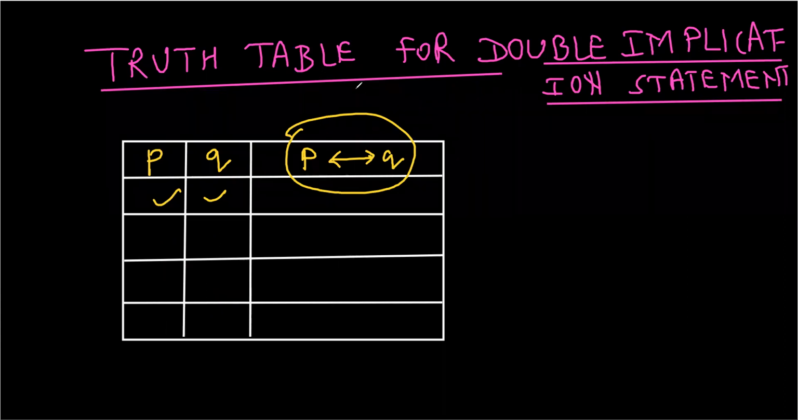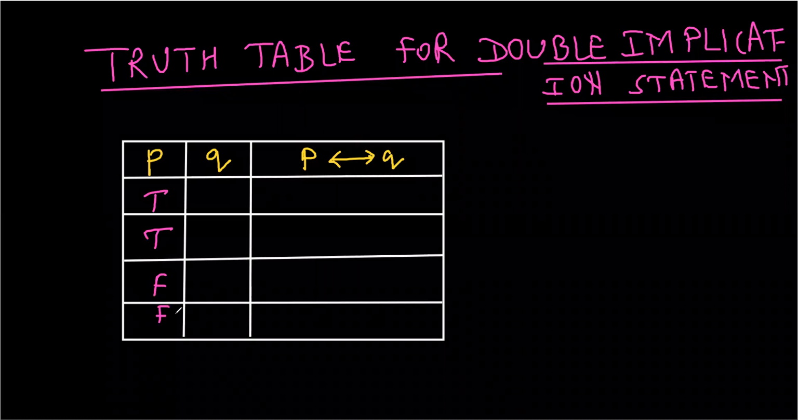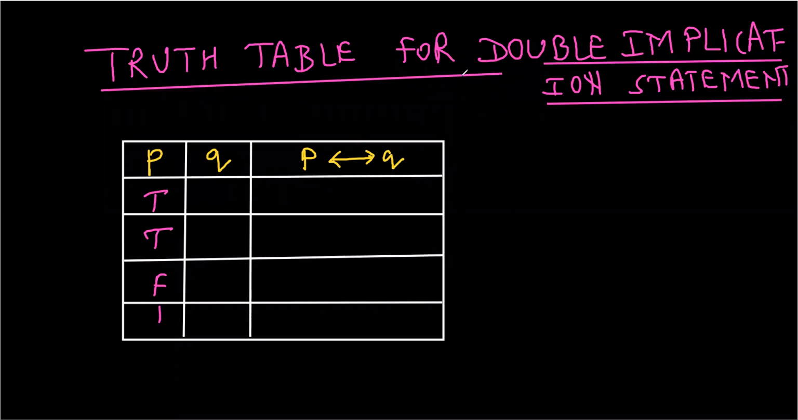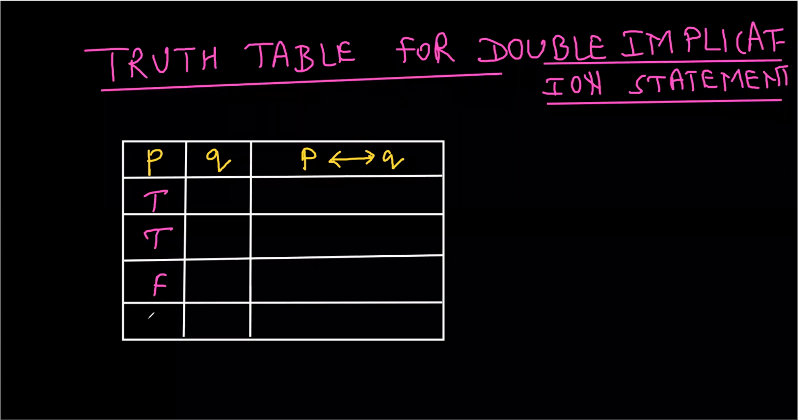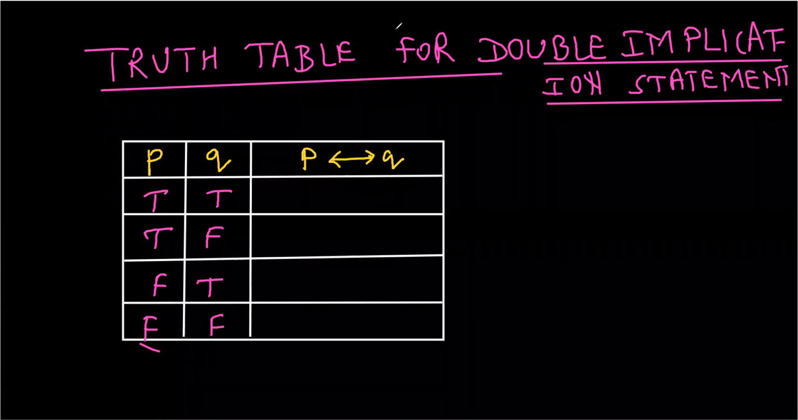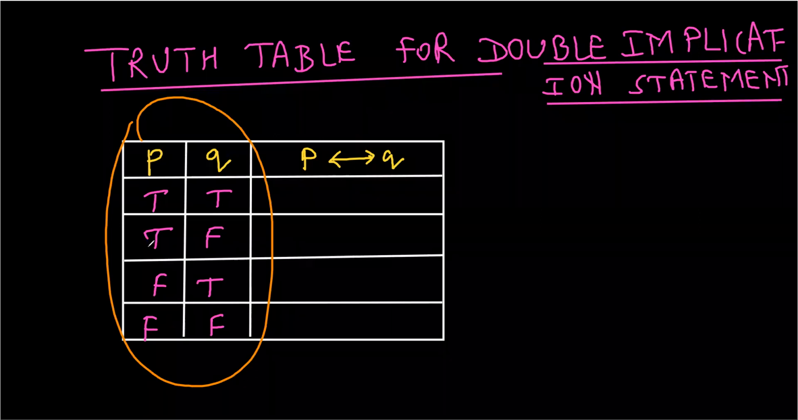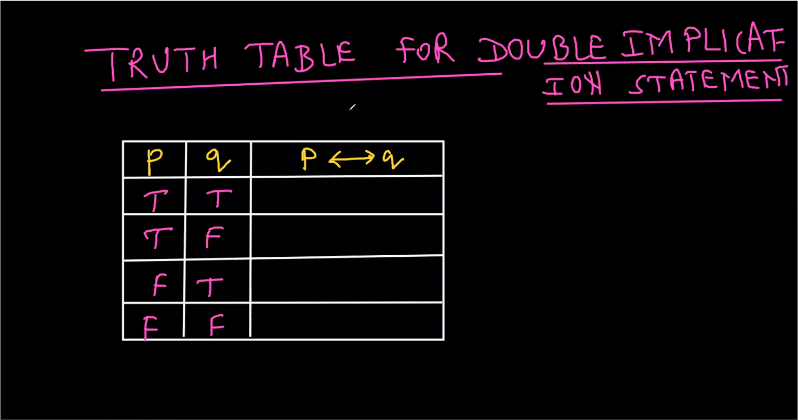So let's do it, with all different possible combinations of truth values. So here T, T, F, F, as you know, and here I will write T, T, F, F, and here we shall write T, F. Now this gives me all possible combinations of truth values of P and Q. You cannot have any other than these 4 possible combinations. Now when P is true and Q is true, then here it will be true, double implication, true.